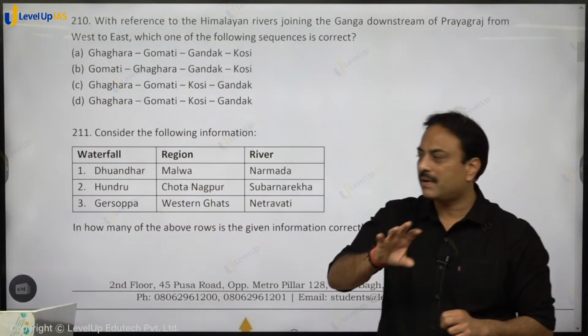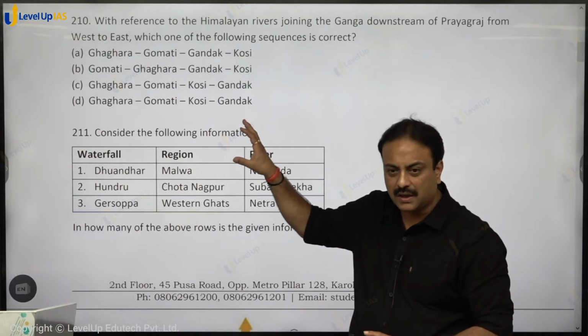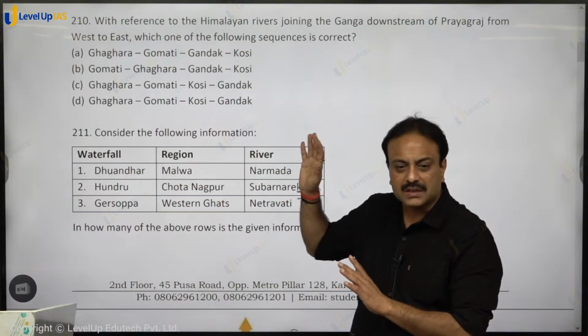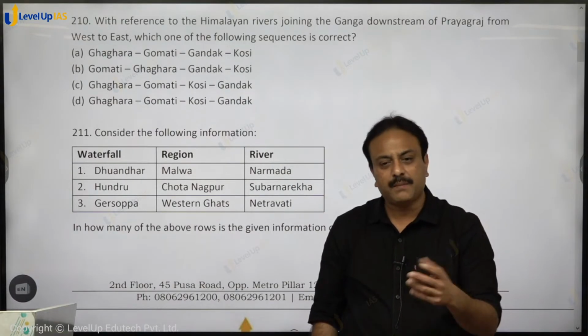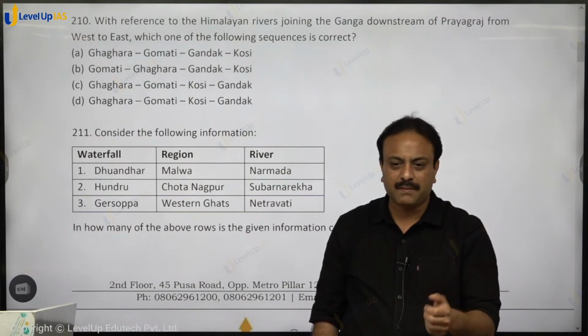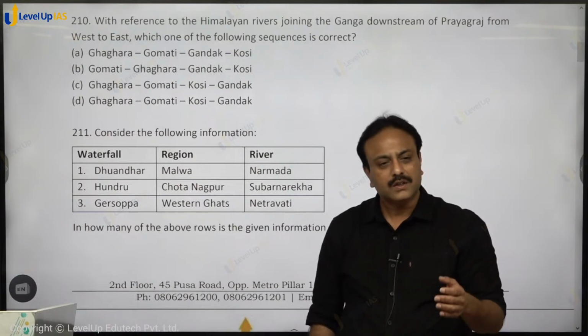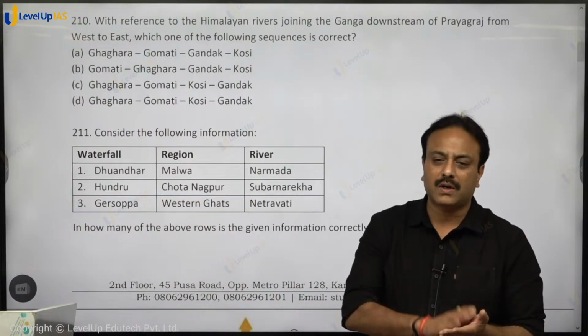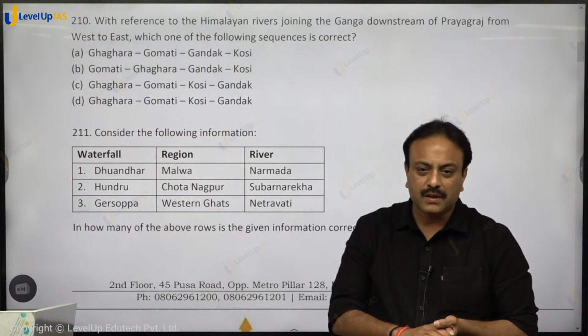UPSC is framing questions on all these things, Gomti and Ganga. Try to understand that. One of the questions has been asked; other questions will be asked. Now what type of question will UPSC frame? Mahakumbh was celebrated this year. It was in the limelight, one of the largest gatherings that took place as per government records. So there will be a question related to the Ganga river system or Yamuna or something like that.